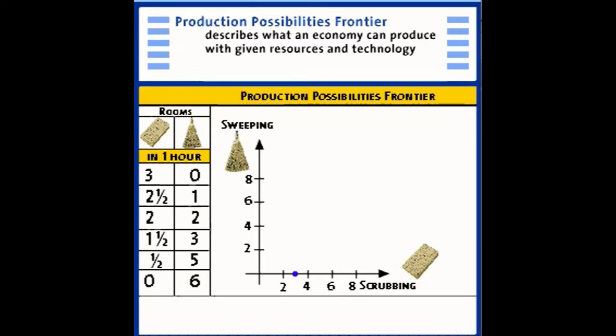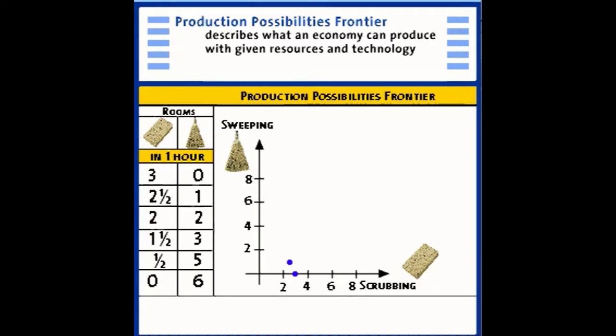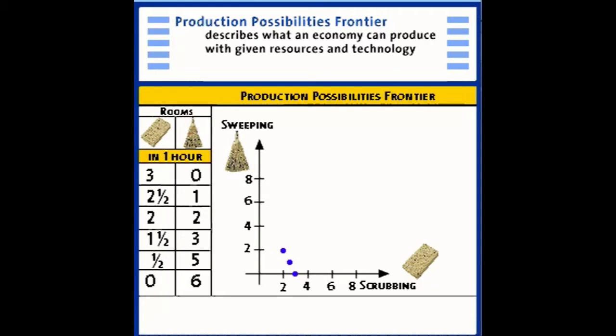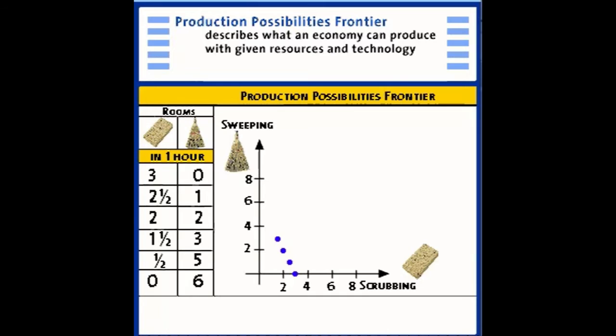If we decide to sweep 2 rooms, then we're going to be able to scrub 2 rooms, so that gives us a point like this one, and so forth. Just keep plotting the points. If we are going to scrub 1.5 rooms, that leaves us time to sweep 3. And if we scrub 1, that leaves us time to sweep 4. 1/2 leaves us time to sweep 5. And if we don't do any scrubbing at all, we can sweep 6 rooms.